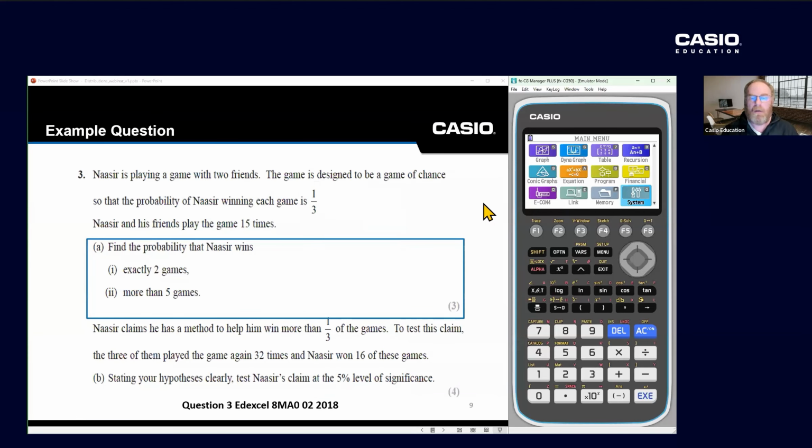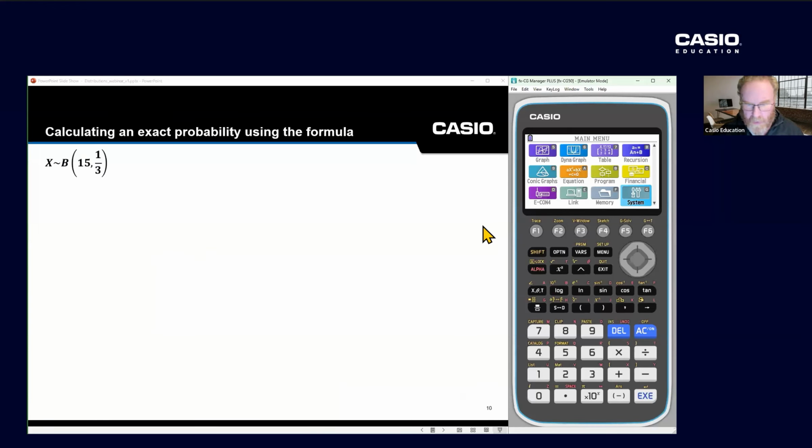So we're going to look at it in context of a couple of exam questions. Here is one from Edexcel. It is a binomial question. It's asking two things in the first part. It wants an exact probability and then a more than probability. And then later on, we're going to look at the second part, which is a hypothesis test. So first part, it wants exactly two games. So we've got a distribution where we're doing something 15 times and probability of success is a third.